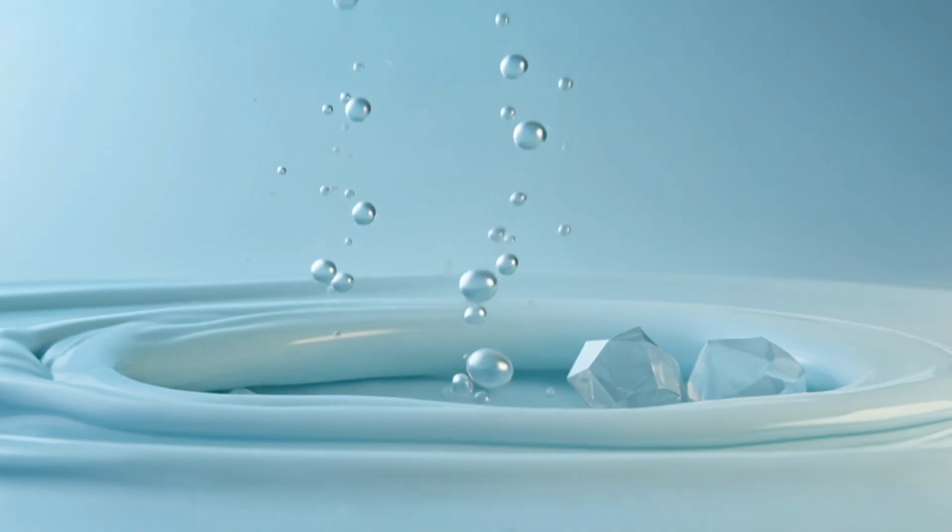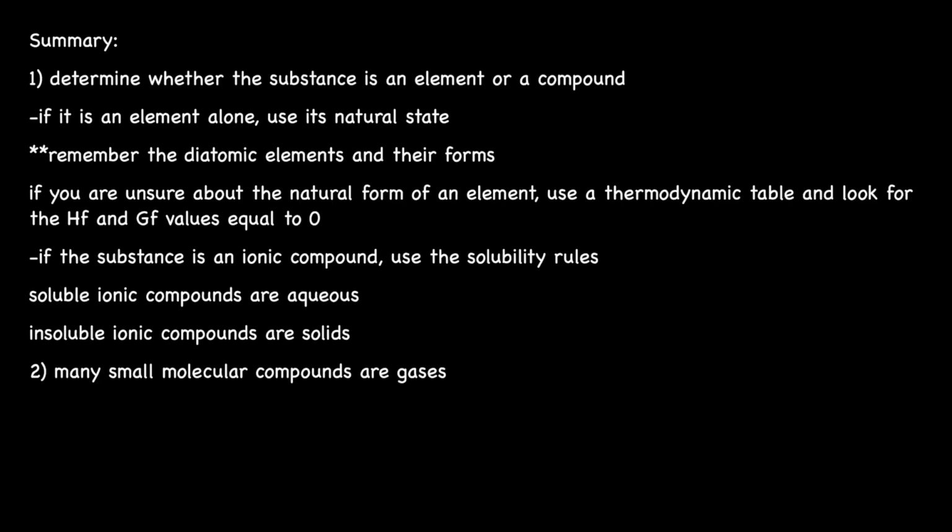So let's summarize the system. First, determine whether the substance is an element or a compound. If it is an element alone, use its natural state. Remember the diatomic elements in their forms. If you are unsure about the natural form of an element, use a thermodynamic table and look for the form with delta HF and delta GF values equal to 0.